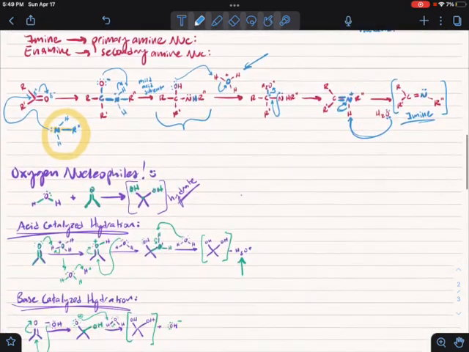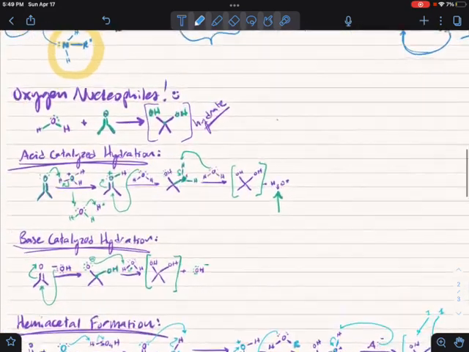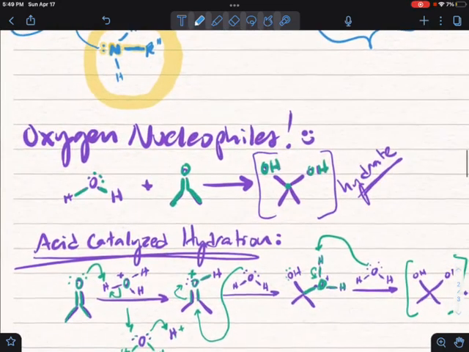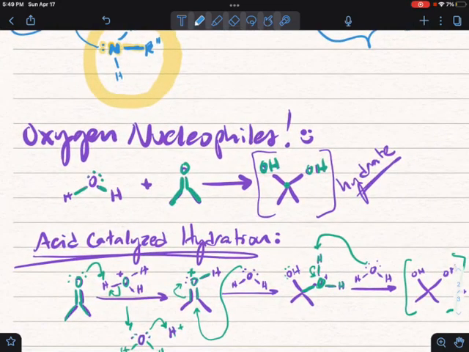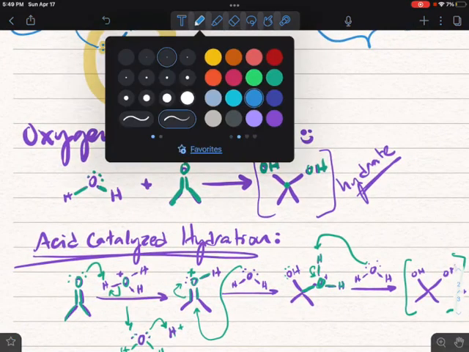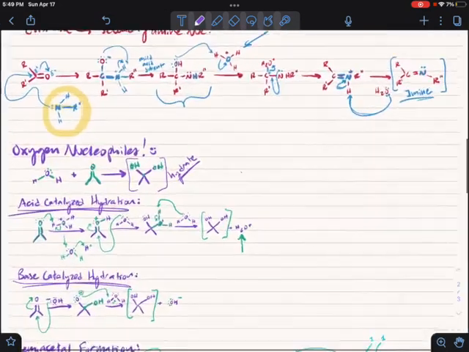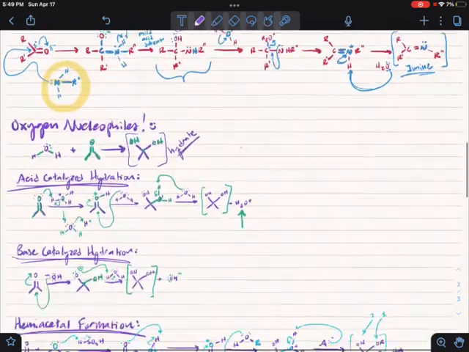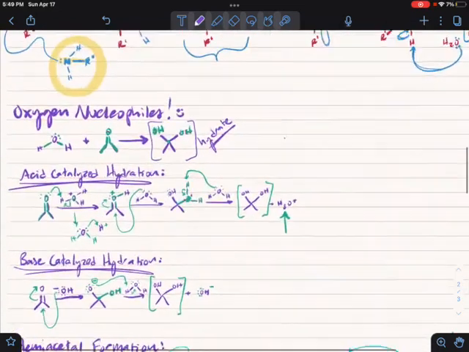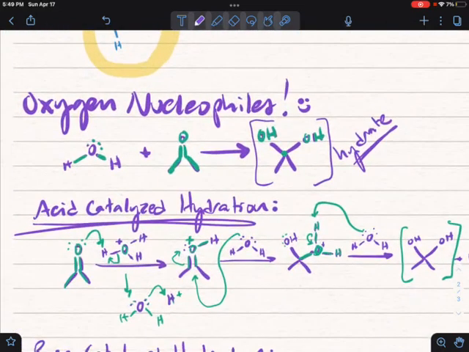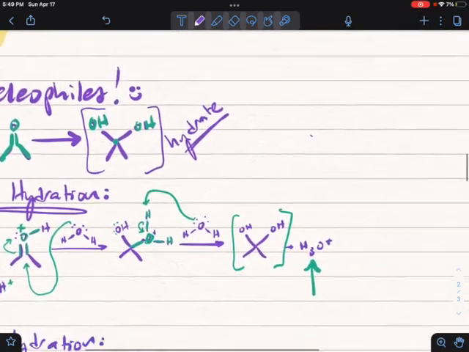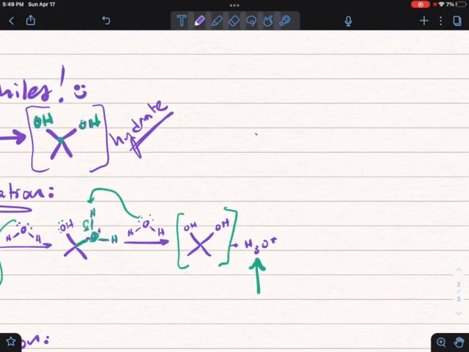Alright, moving on, let's talk about oxygen nucleophiles. I will be doing this portion of the video in purple just to help compartmentalize all of our notes here. Okay, so for starters, I think it's important to differentiate the different products that we'll be making.